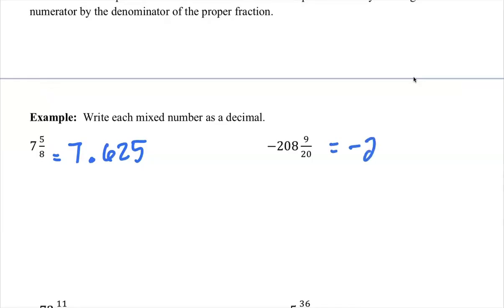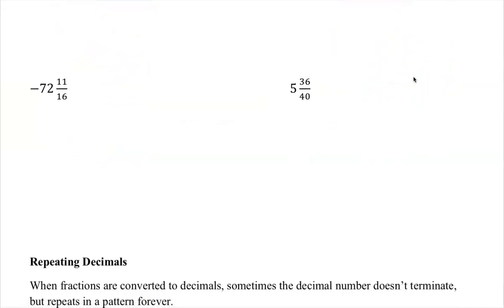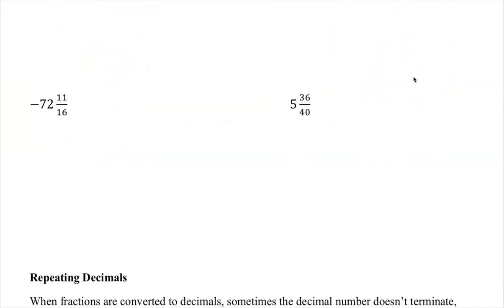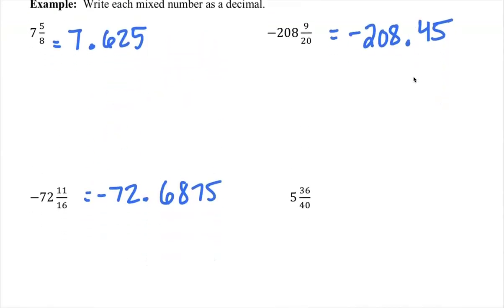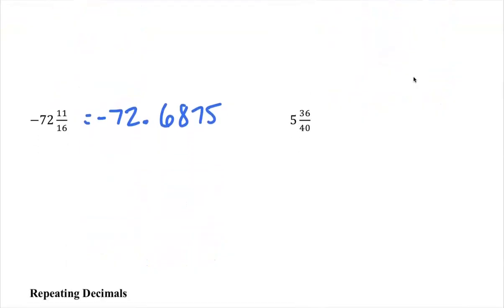The next one, negative 208 is the whole number part, so that's to the left of the decimal, and then 9 divided by 20 is 0.45. And let's do a couple more. So negative 72 is the whole number part. 11 divided by 16 is 0.6875. I'm just checking if it said anything about rounding. It did not, so we'll write out that whole decimal. This would be 5, and 36 divided by 40 is 0.9, so 5.9.